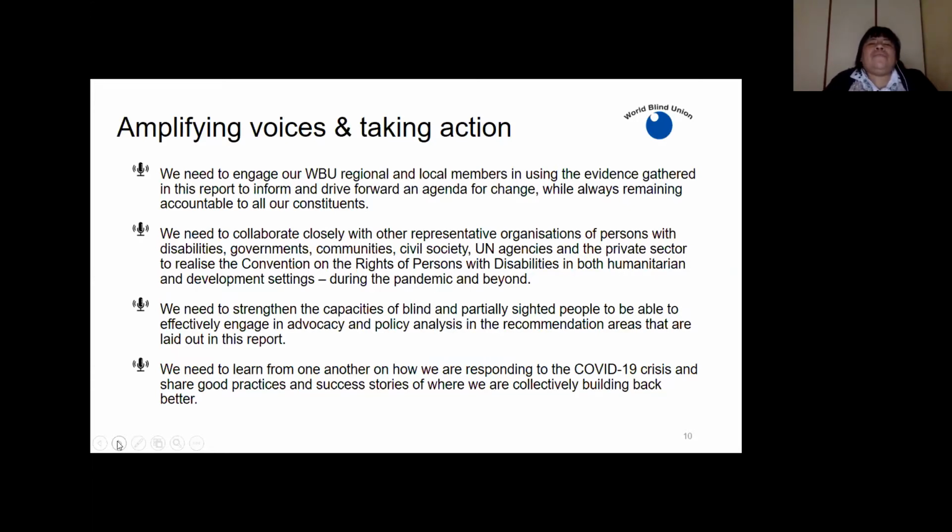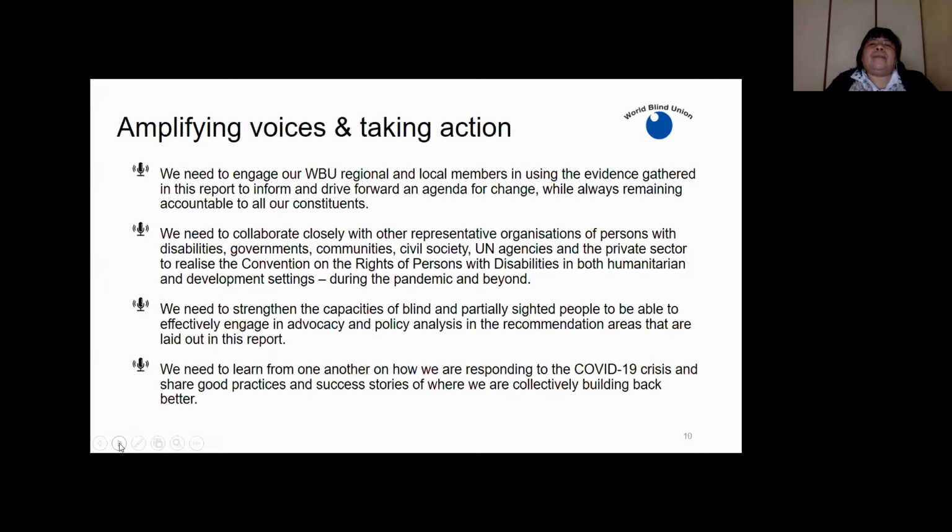We need to engage World Blind Union regional and local members in using the evidence gathered in this report to inform and drive forward an agenda for change, while always remaining accountable to all our constituents. We also need to collaborate closely with other representative organizations of persons with disabilities. We are not going to work in silence.